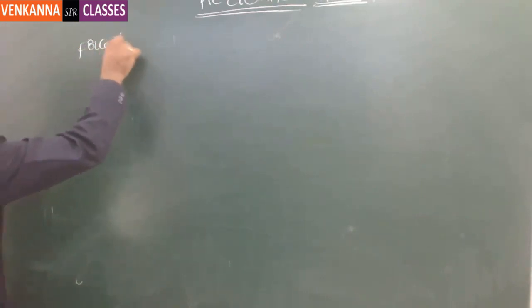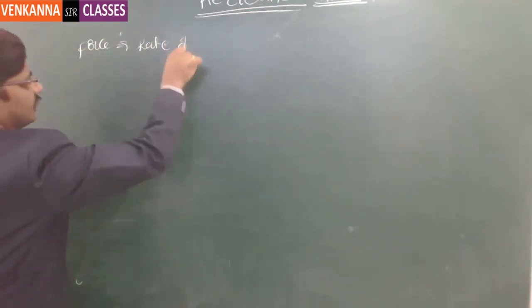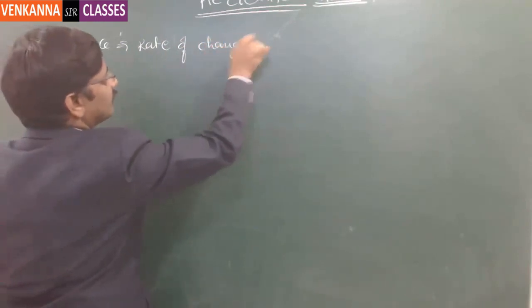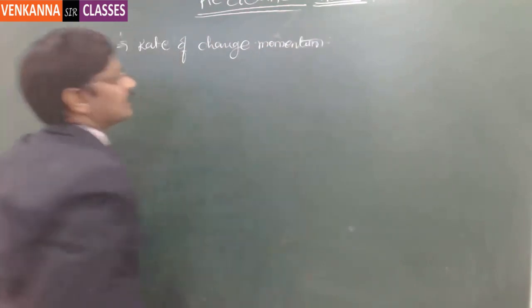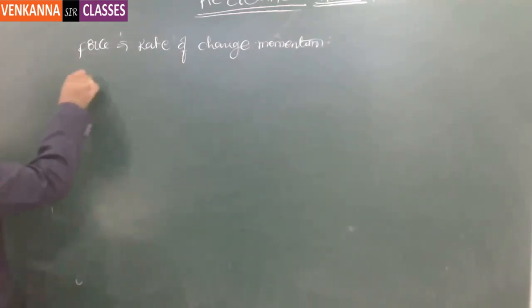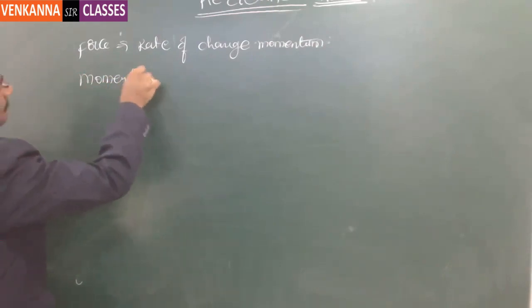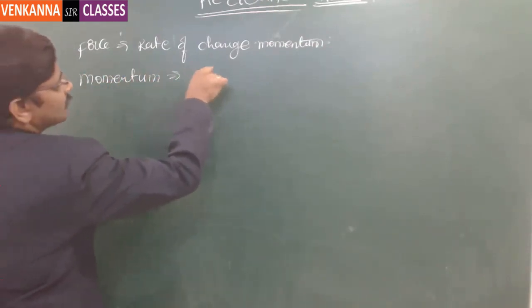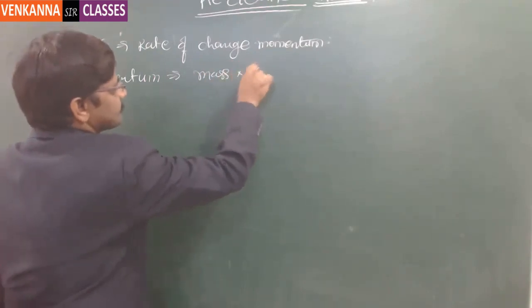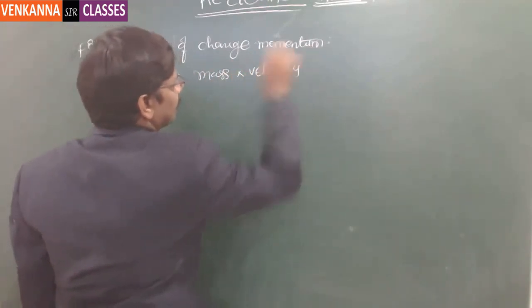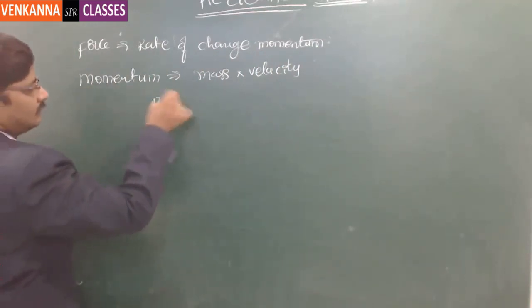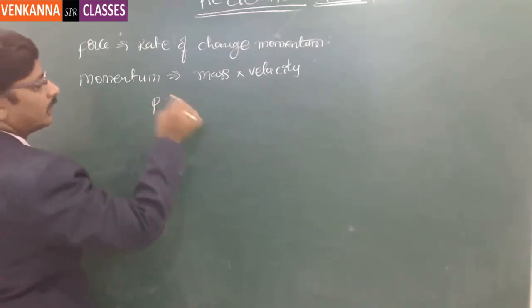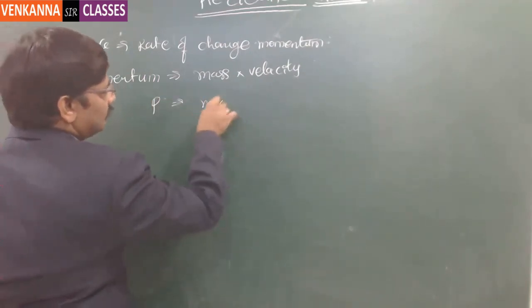As per Newton's second law, force is equal to the rate of change of momentum. Momentum is defined as mass into velocity. Momentum is nothing but the effective force when we hit. That is momentum P, the usual symbol used for momentum, and it is equal to mass into velocity.